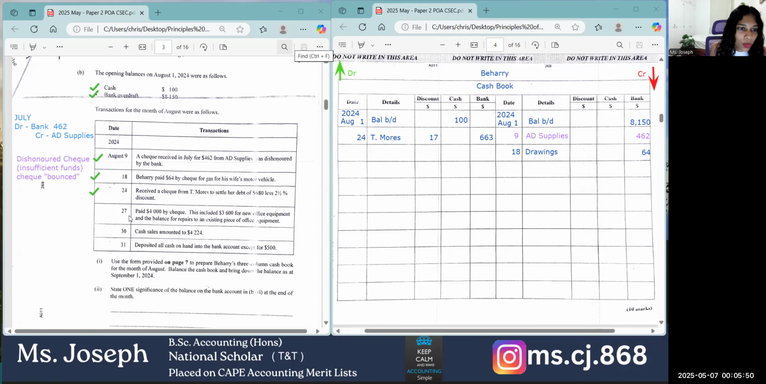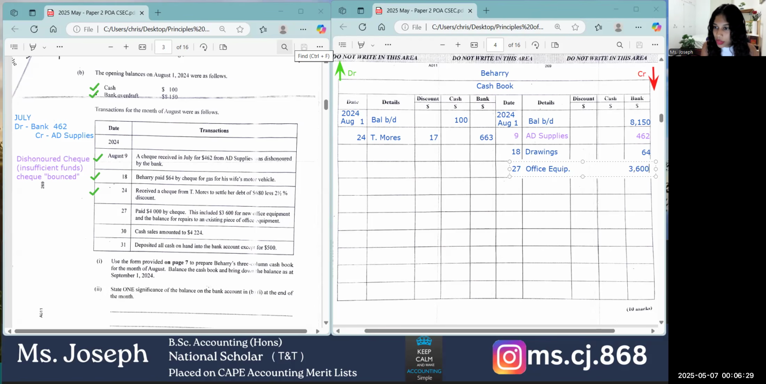Next up, we have the 27th of August, paid $4,000 by check. This included $3,600 for new office equipment and the balance for repairs to an existing piece of office equipment. If everyone remembers how to class their items, when you purchase the fixed assets, it's going to be debit office equipment, credit the bank. Let's enter that part first. Right, just abbreviating office equipment, and we took this out of the bank.